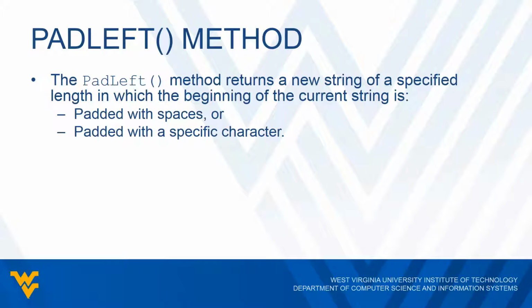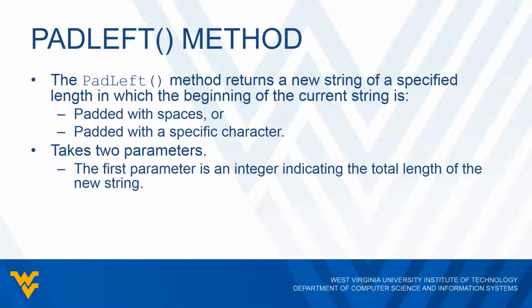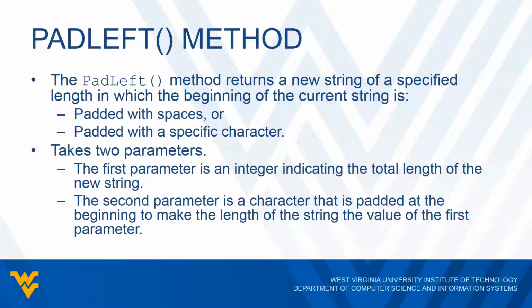So the way this method works is we have two parameters. The first parameter is going to be an integer, and this is going to indicate the total length of the new string. So this is going to say this is the length we want the string to be now, not what it used to be. And we're going to assume, of course, that it's going to be a larger string than what the original string was. The second parameter is going to be a character. It's a single character, and this is the character that's going to be padded at the beginning such that if you add enough of these characters to the string, we get the total desired length.